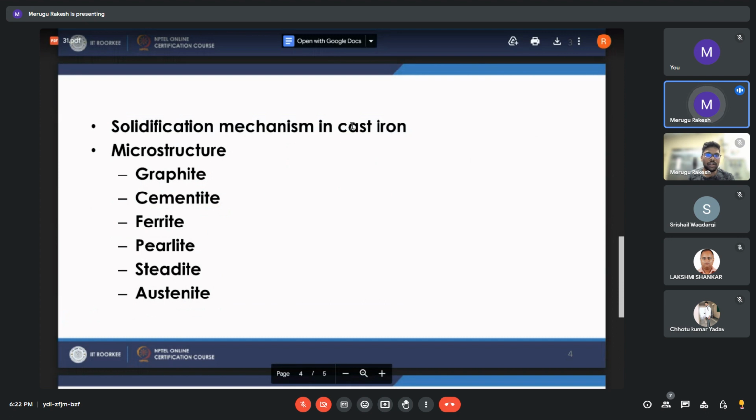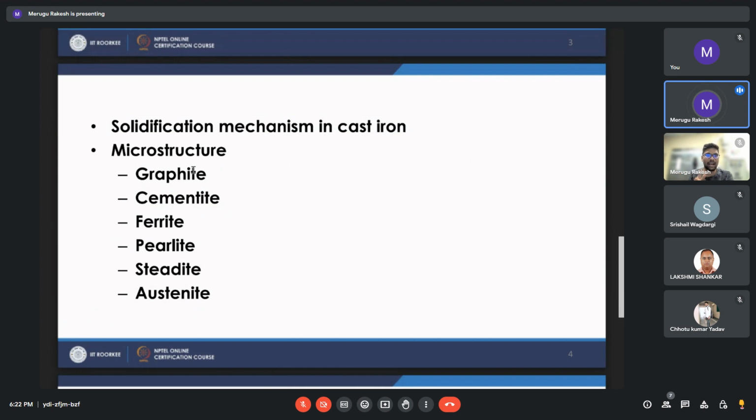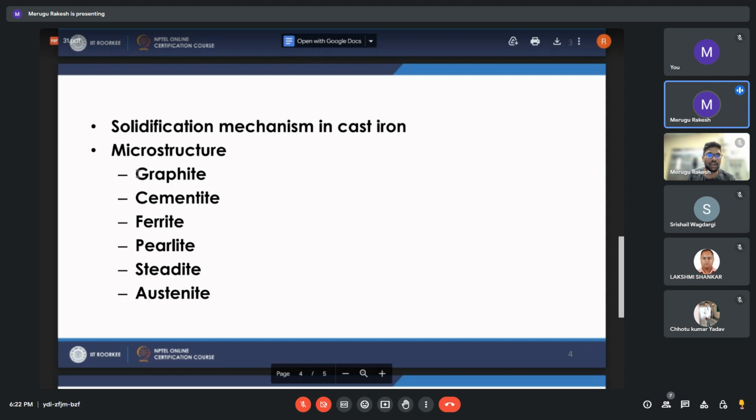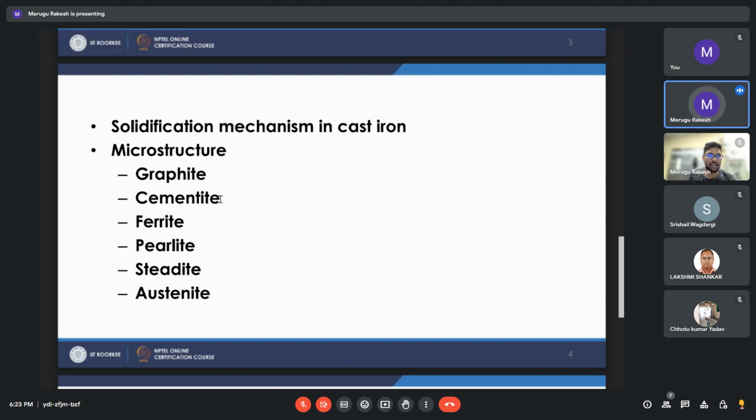So during solidification, as I discussed, we can get graphite in different forms. When the silicon percentage as well as the carbon percentage are more, the excess carbon can be converted to graphite. We can also get cementite in the absence of silicon.